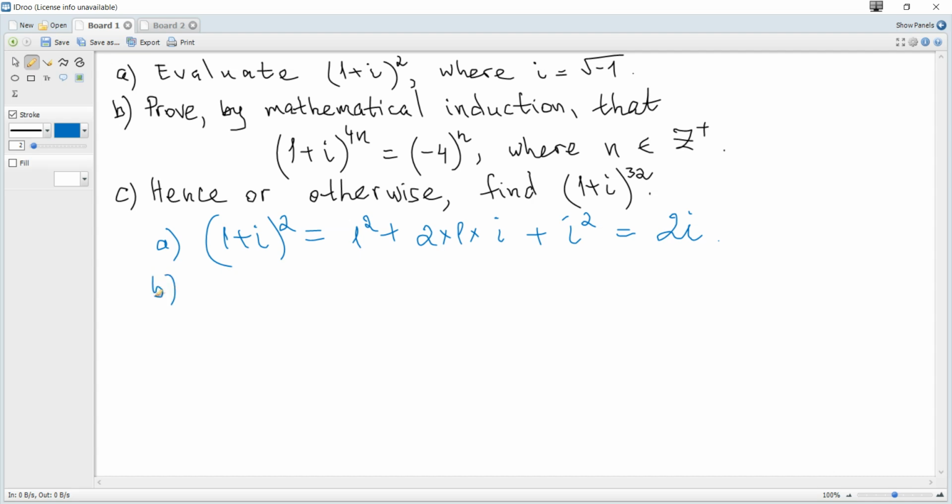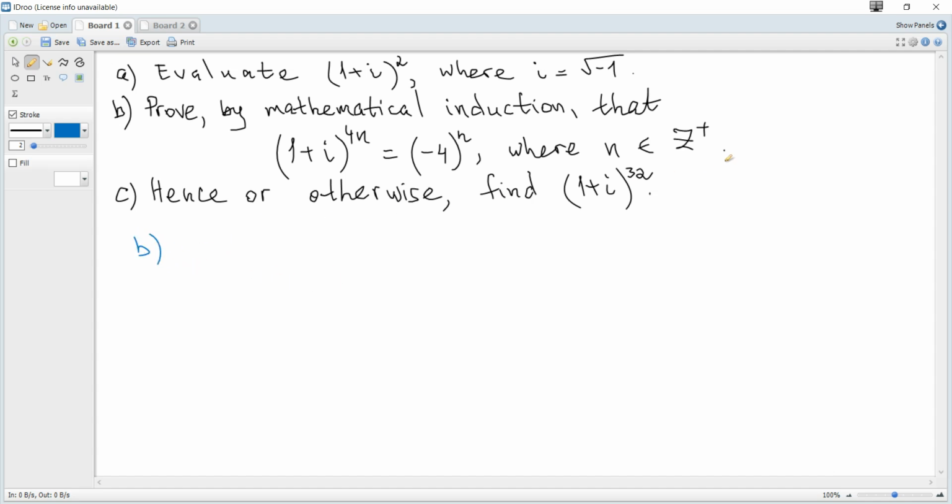Next, prove by mathematical induction that (1 + i)^(4n) = (-4)^n, where n is a positive integer. So as usual, we start with the smallest possible value for n, which is 1. For n = 1, (1 + i)^(4×1) is (1 + i)^4.